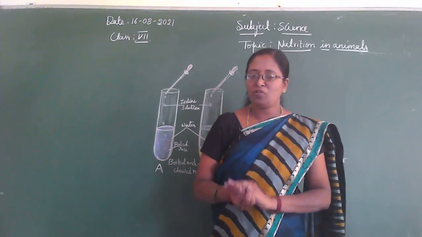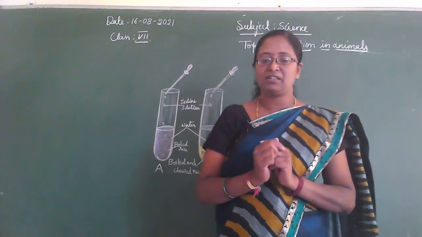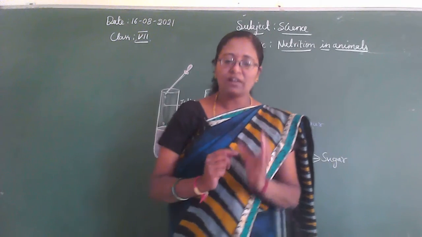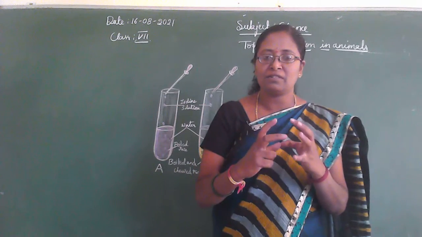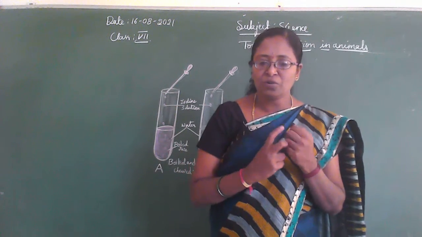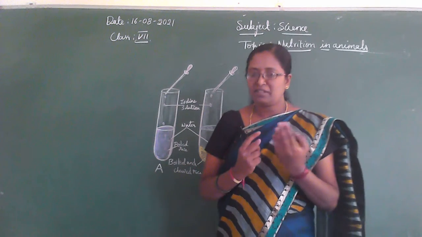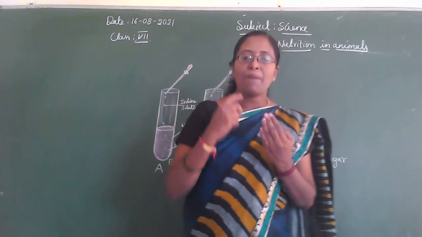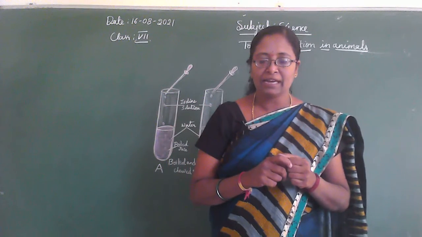Do you know about another organ in our mouth? That is the tongue. The tongue is a fleshy muscular organ. Muscular means it is made up of muscles. Our tongue doesn't contain bone, is it? So it is a fleshy muscular organ, isn't it? It is attached to the floor of our buccal cavity.